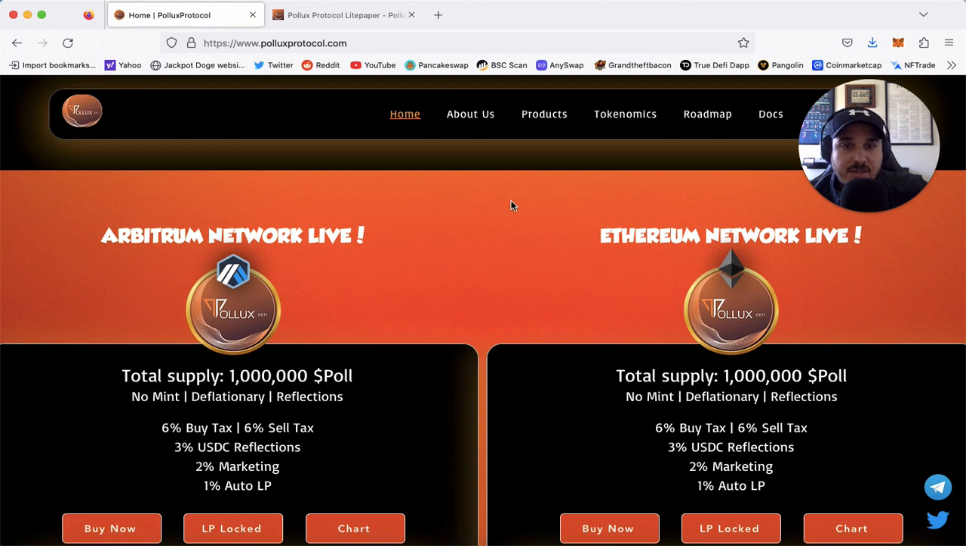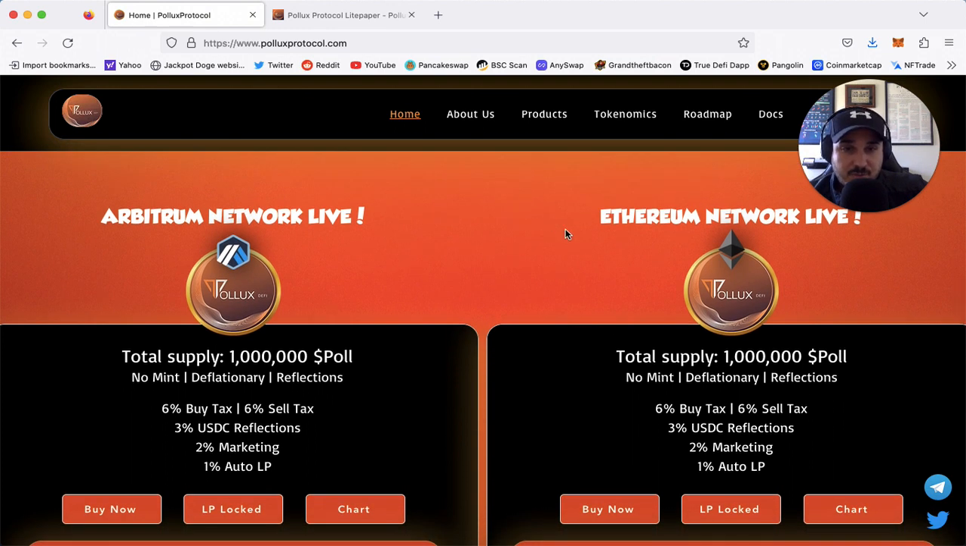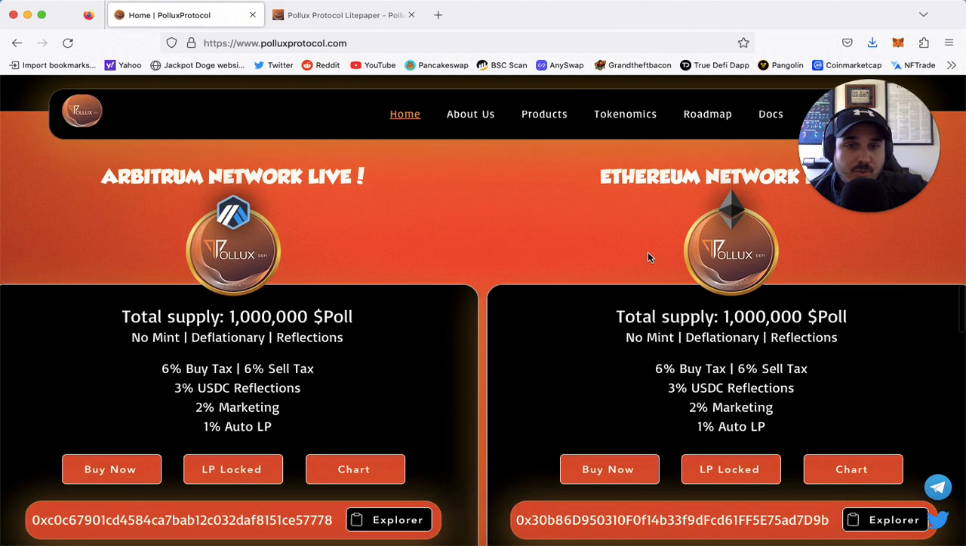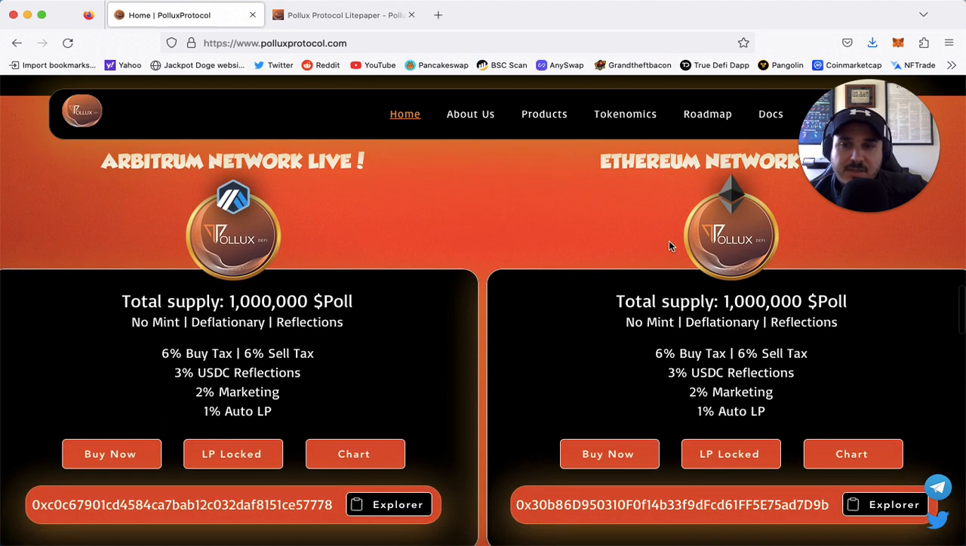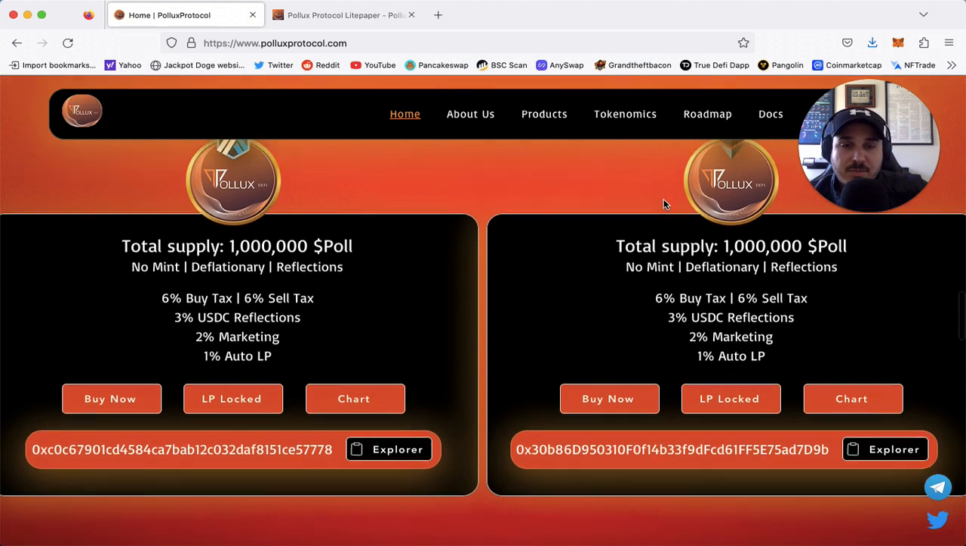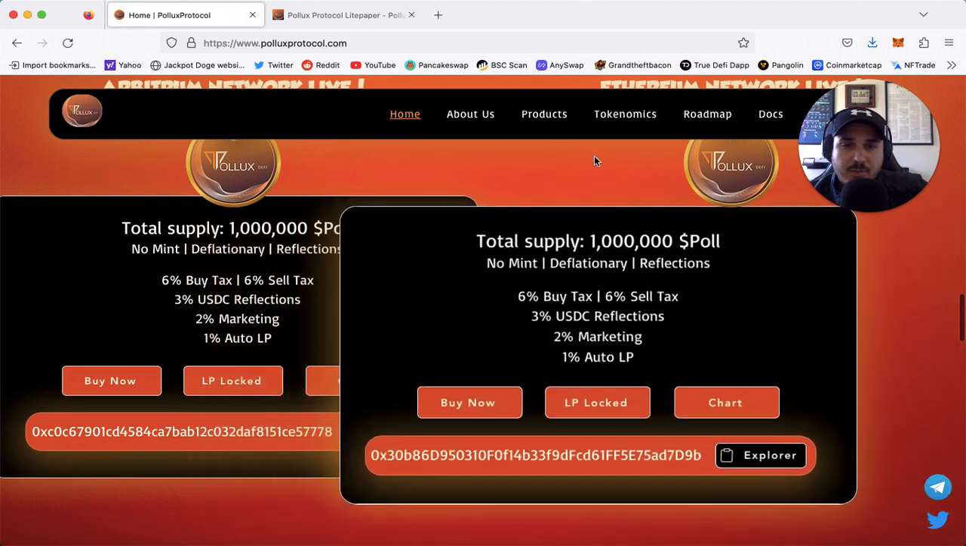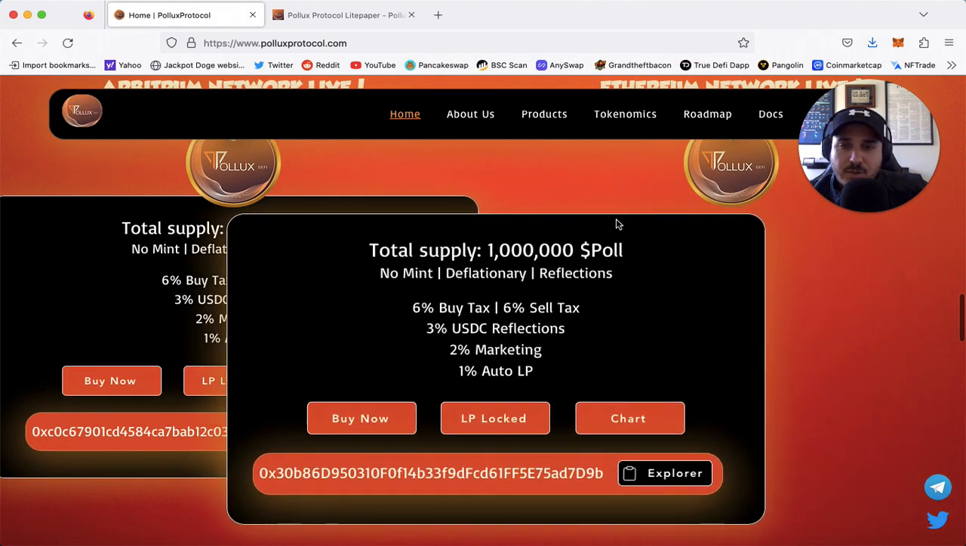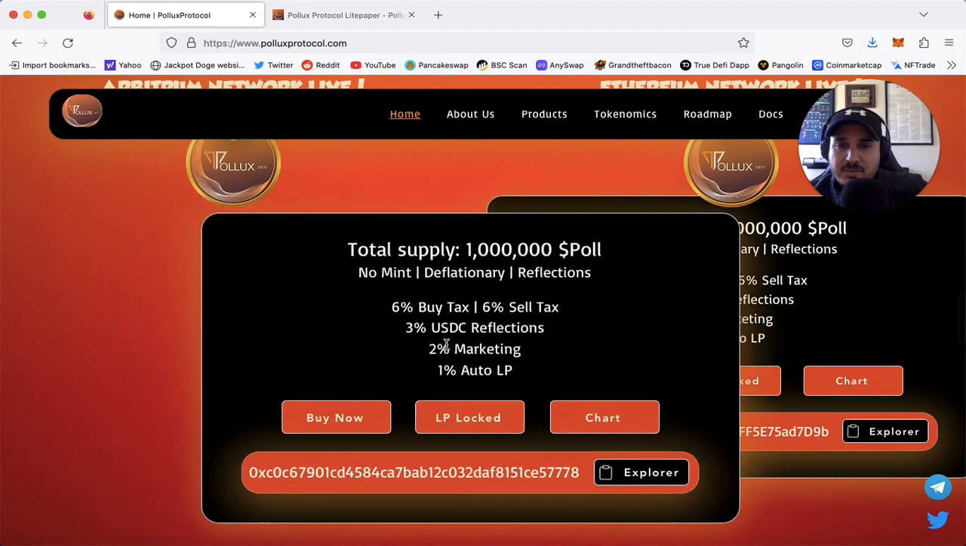Let's check out the Ethereum network. Total supply is also 1 million, same ticker symbol. Of course, no mint, deflationary, and reflections. Appears to be the same thing: 6% buy tax, 6% sell tax, 3% USDC reflections, 2% marketing, and 1% auto LP. If you go ahead and scroll down on both of them, you can check out the Explorer, see what that's all about.